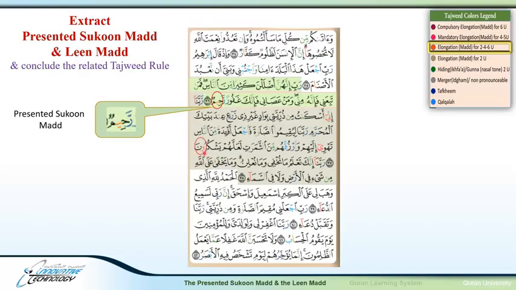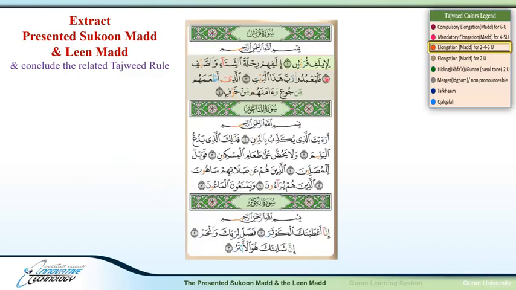Another example is Yashkuruna. We realize that the noon has a fatha, but it is at the end of the verse. So if we pause recitation at Yashkurun, then we will be allowed to lengthen the waw as per the presented sukoon mad rule. Yashkurun. And now more examples in these shaded verses, concentrating on Leen lengthening examples.